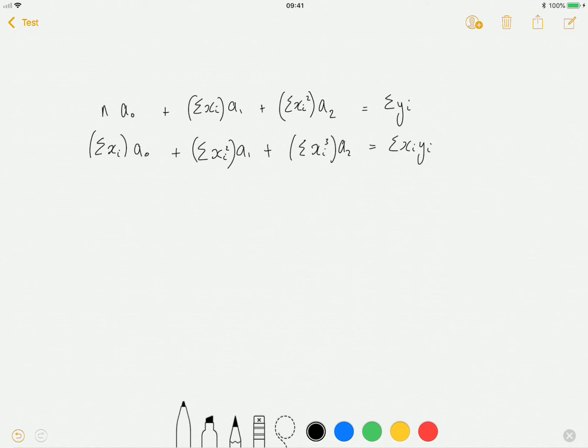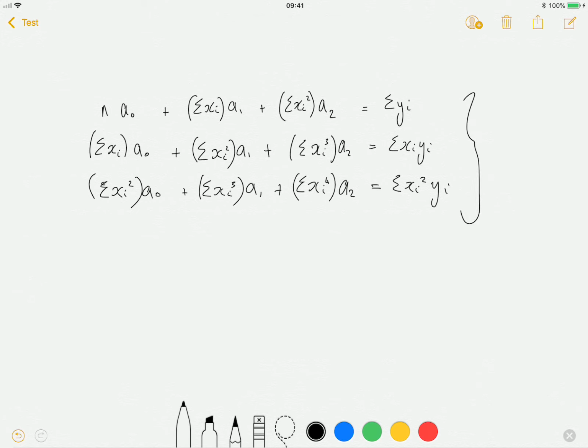And lastly, we have the sum of xi squared a0 plus the sum of xi cubed a1 plus the sum of xi to the power 4 multiplied by a2, and that's equal to the sum of xi squared yi. So now we have a set of linear equations, and we can solve these to come up with a solution for a0, a1, and a2.